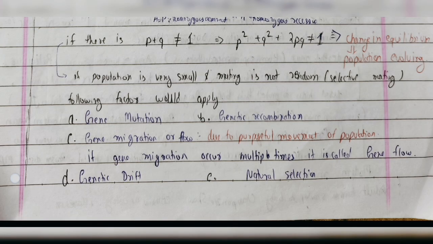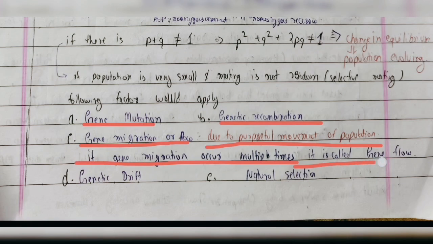Those factors are gene mutation, genetic recombination, gene migration or flow. What is gene migration and flow? It is due to the purposeful movement of population. If gene migration occurs multiple times, it is called gene flow. Gene migration occurs due to purposeful movement of population. Next in line comes genetic drift, and the last in line comes natural selection.